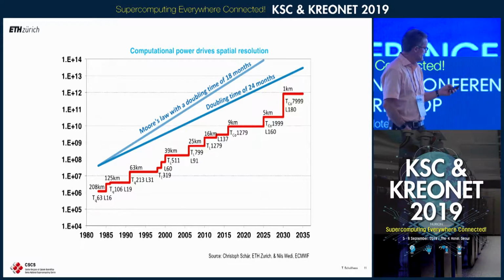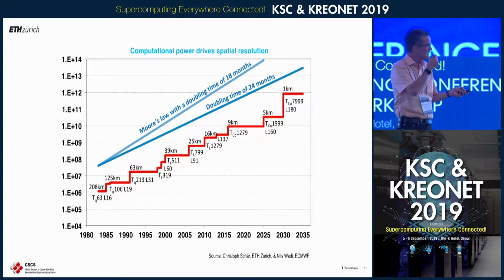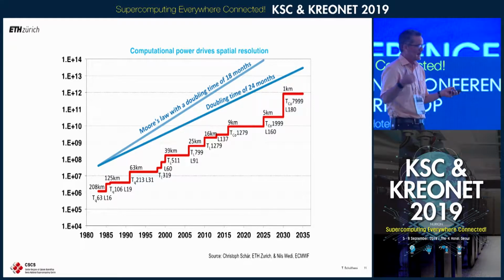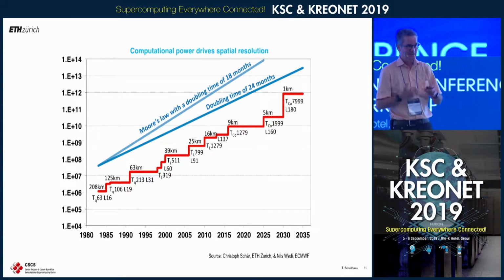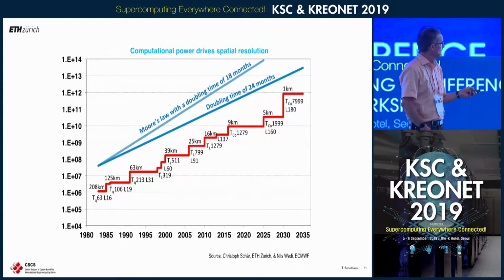And you see an exponential increase that is a bit slower than Moore's law. Moore's law used to double the performance every 18 months, and here we double every 24 months only. So the climate community has been moving slower than Moore's law, and certainly slower than the Top500 HPL benchmark. But it still enjoyed an exponential increase in performance. And we are somewhere around here, as I said, around 9 or 10 kilometers.